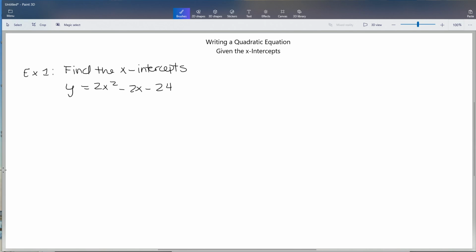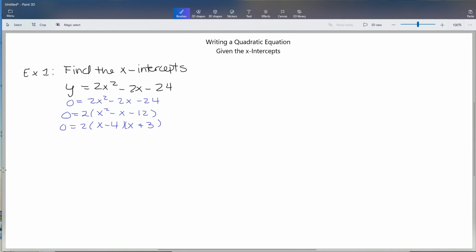Okay, so we know that to find x-intercepts, we need to set y equal to 0. And then we're going to try factoring. So first, I'm going to factor out the 2. That's my common factor. And then I'm going to factor what's left here. This is the normal, what multiplies to this and adds to that type of factoring. So I'm looking for something that multiplies to -12 and adds to -1. So I think it should be -4 and +3.